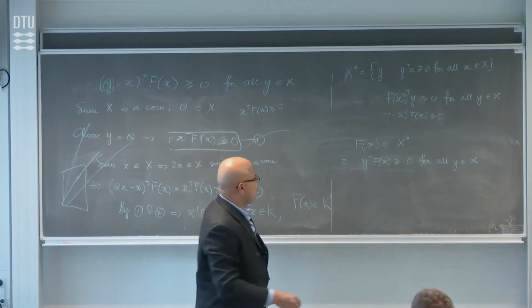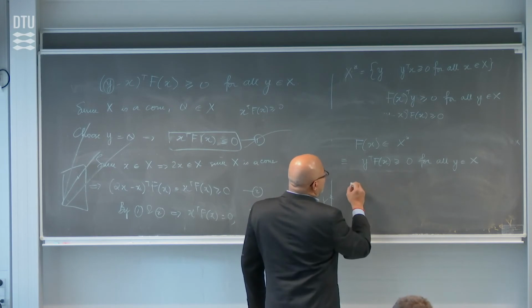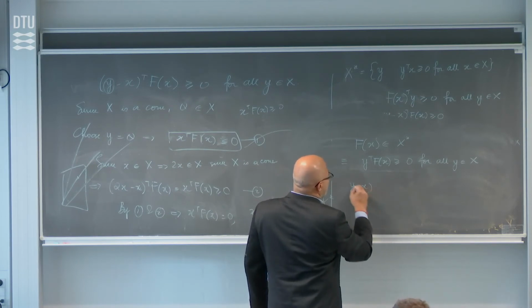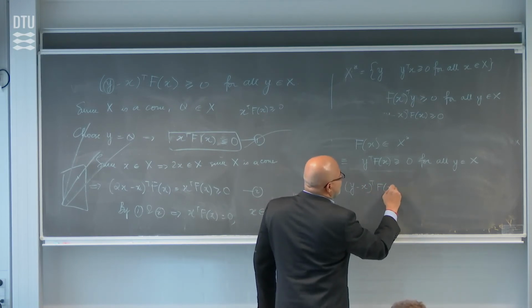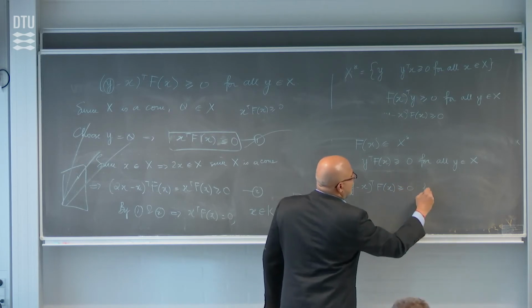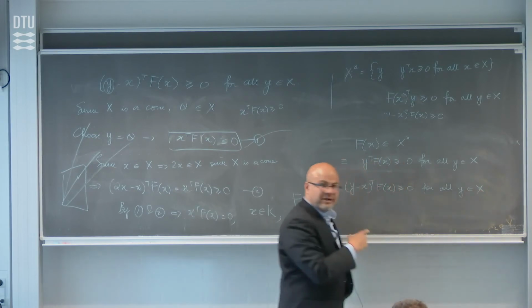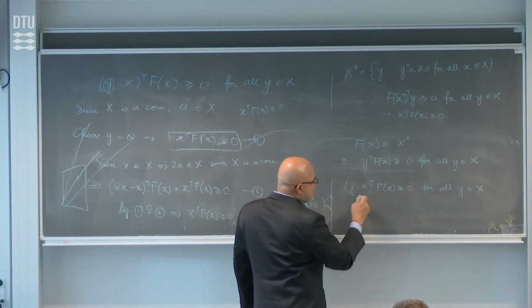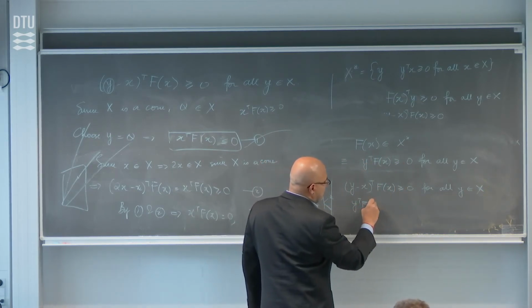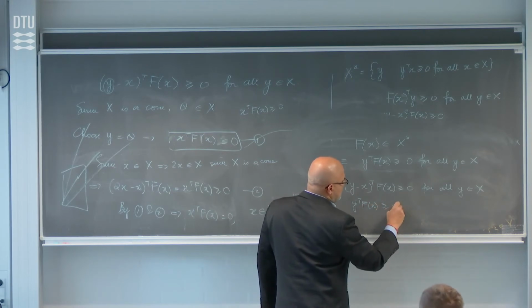So do you agree? That's just the definition of the dual cone. Okay. Now remember that we have this. Why do we have this? We have this because we know that x solves the VI. Do you agree? So then I can take this part to the right side.